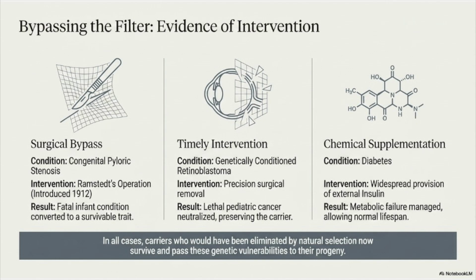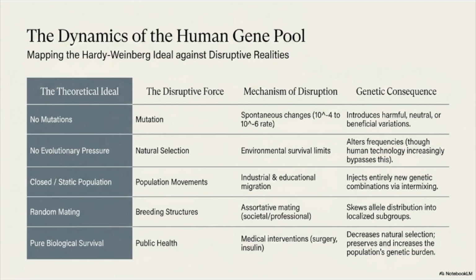And consider diabetes, a metabolic failure. Through widespread provision of external insulin, chemical supplementation allows patients to achieve a normal lifespan. In all these cases, carriers who would have been eliminated by natural selection now survive and pass these genetic vulnerabilities on to their progeny. To bring this all together, let us map the Hardy-Weinberg ideal against these disruptive realities.